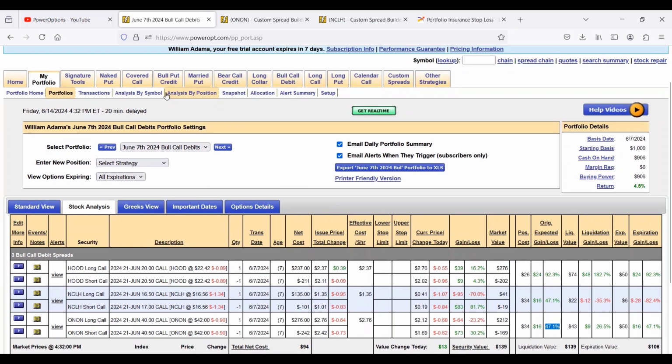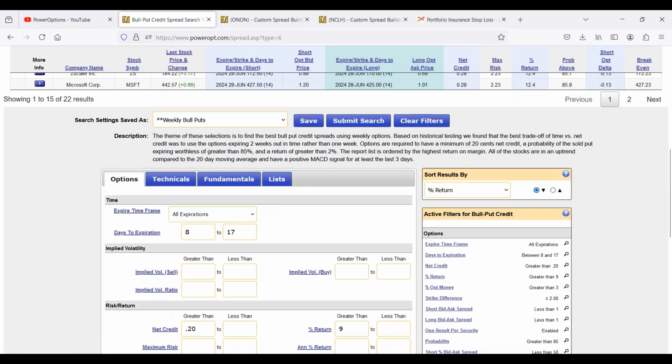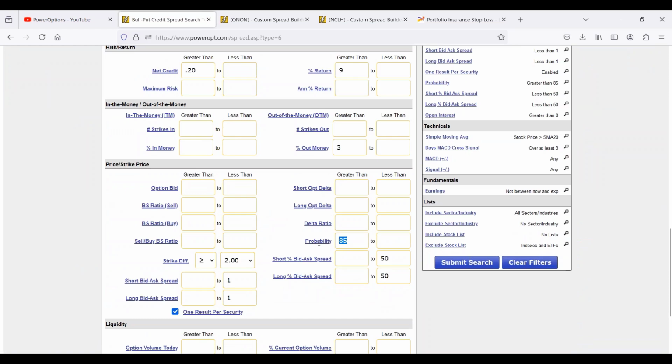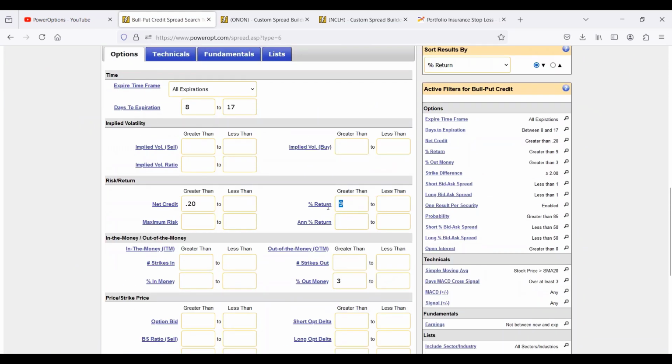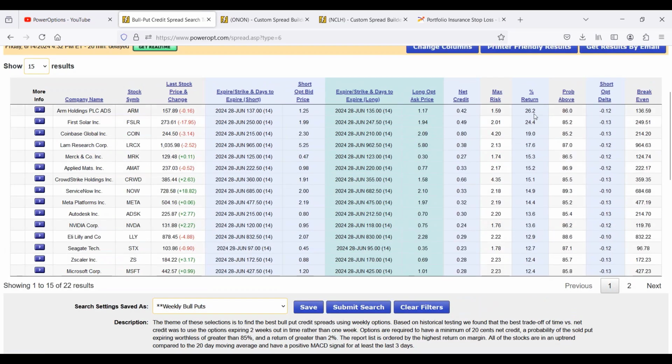But then we talked about our preferred bull put credit spread screen, the weekly bull put credit spread that's looking for trades two weeks out, but with a higher probability of 85% and looking for a lower return range. Most of these, we're going to see some that are 24, close to half of what Alfonso was looking for, 17, 15, 16, and so forth.